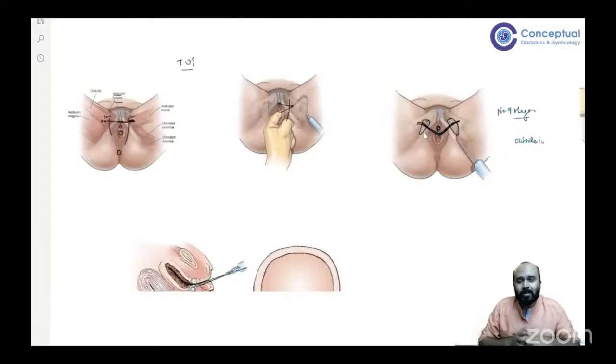One more problem with mesh in a civil hospital is the cost. It is around 5,000, 6,000, so many may not be able to afford it. So in that case, you might have to do a Burch suspension, which is going to be cheaper than that. And that is it from this session on urinary incontinence.